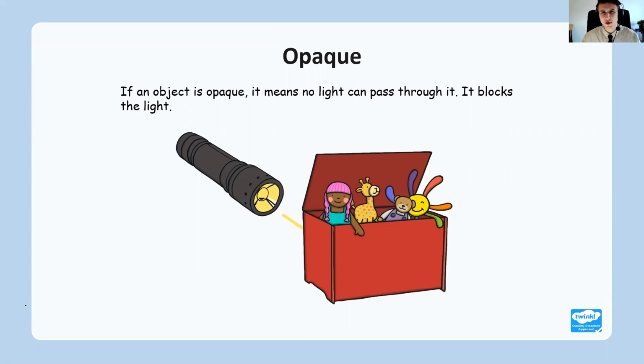Can you think of anything else around you that you can see that blocks light? Or even better, can you see anything that's transparent or translucent? Pause the video and have a look around you. Okay, so you might have spotted a few things.